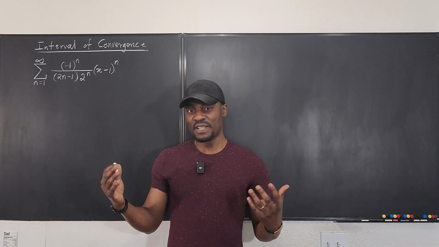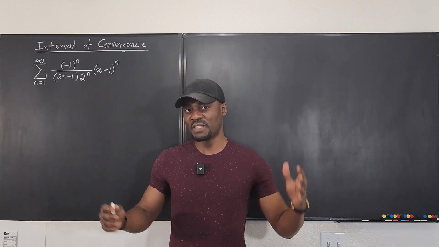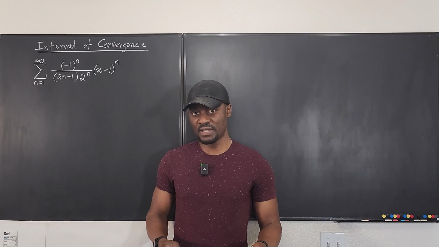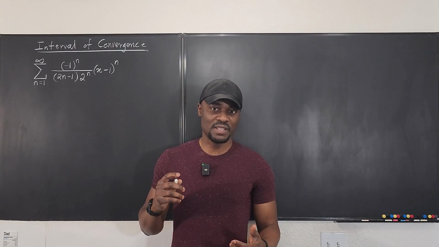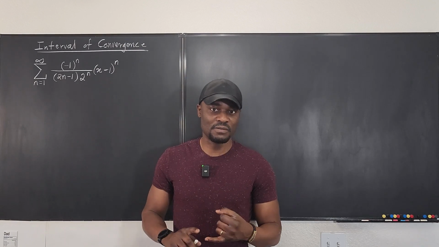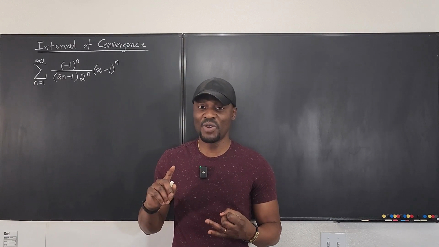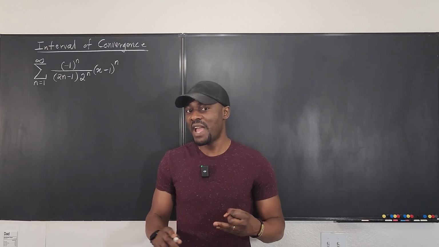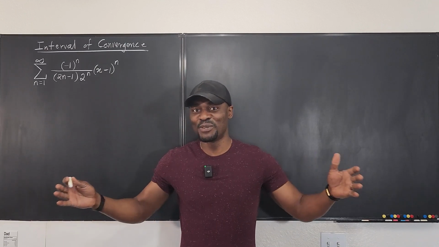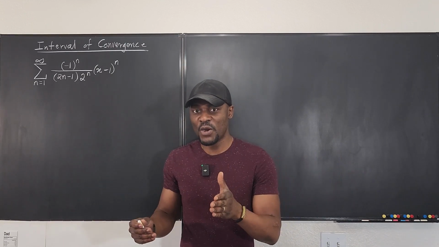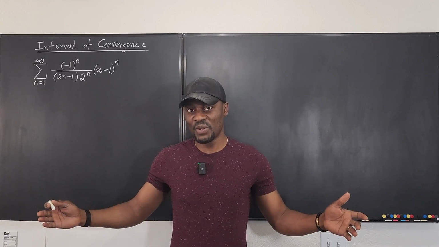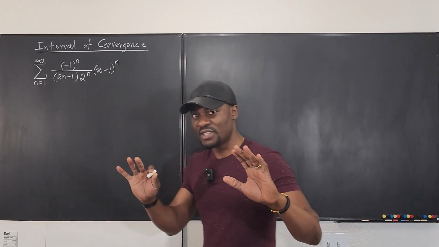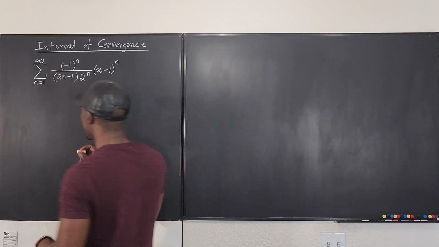This is an infinite series problem and you're supposed to find the interval of convergence. In order to do that, we will need to know where the center of convergence is. We need to know what the radius of convergence is, and we know that the interval is basically how far you can go away either to the left or to the right from the center, depending on what the radius is. So let's set a template for what we're going to do.